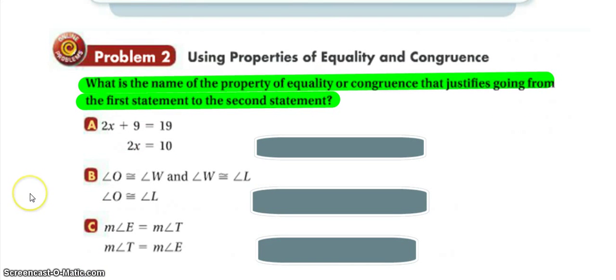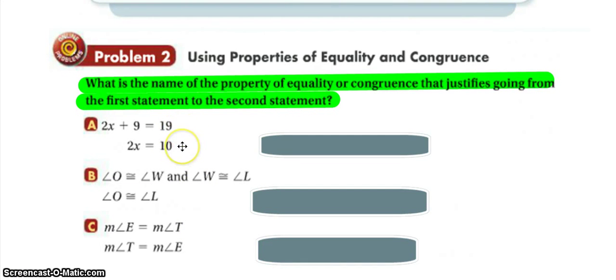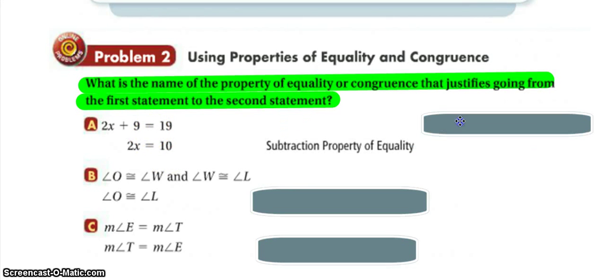So here we are going to use our properties of equality and congruence. So take a second to analyze what we should do here. This is like a drill in figuring out how you go from one step to the next and what the justification behind that is. So to go from 2x plus 9 equals 19 to just 2x equals 10, what happened on both sides? Well, there was a subtraction. We subtracted the 9 from both of those.